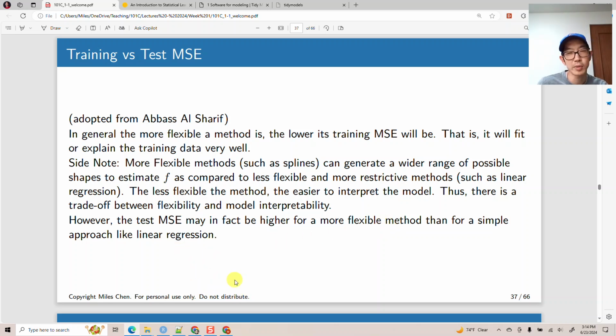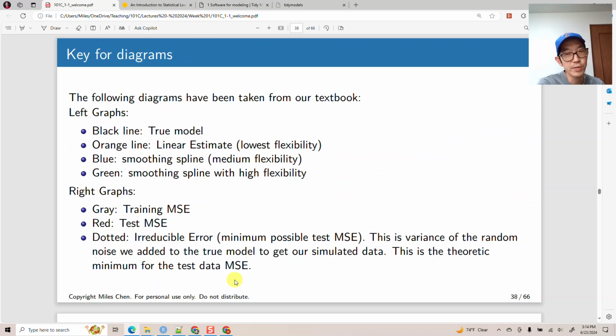I want to illustrate this with a few diagrams here. These diagrams come straight from the textbook, Introduction to Statistical Learning with R. On the left, you're going to have a few different lines. One is going to be black. That's going to be the true model. This is the thing that dictates the real relationship between x and y. It is unknown to us. We are trying to estimate that true relationship.